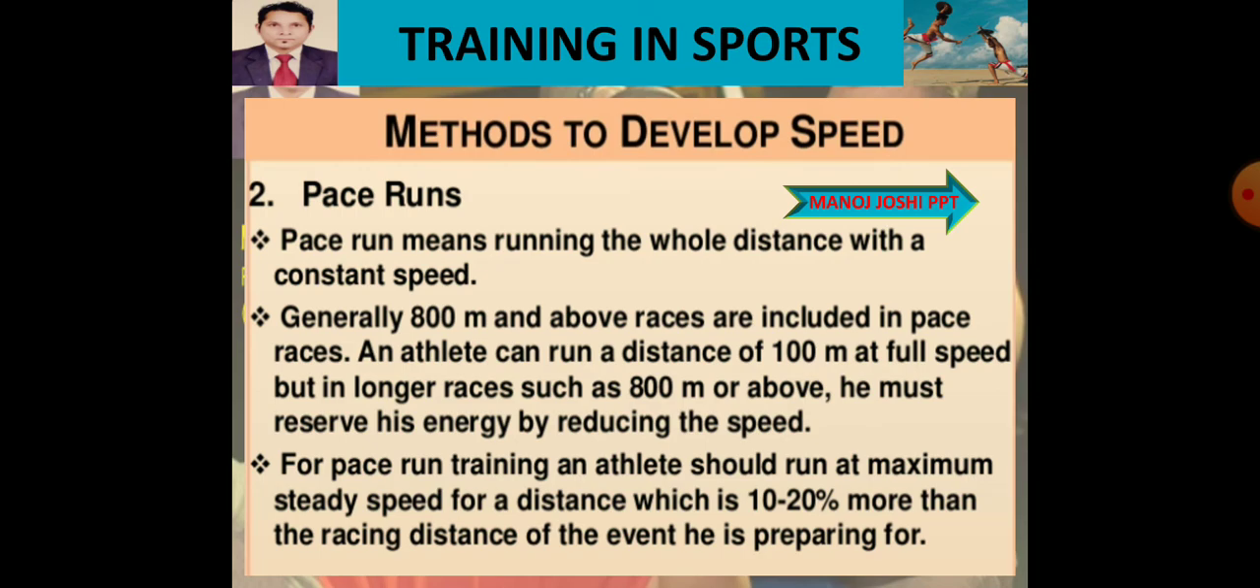This means running the whole distance of a race at a constant speed. In this, the athlete runs the race with uniform speed. So we have to set the pace. Pace means the speed that we have to set. In the pace run, according to the distance and given time, we have to set the pace.